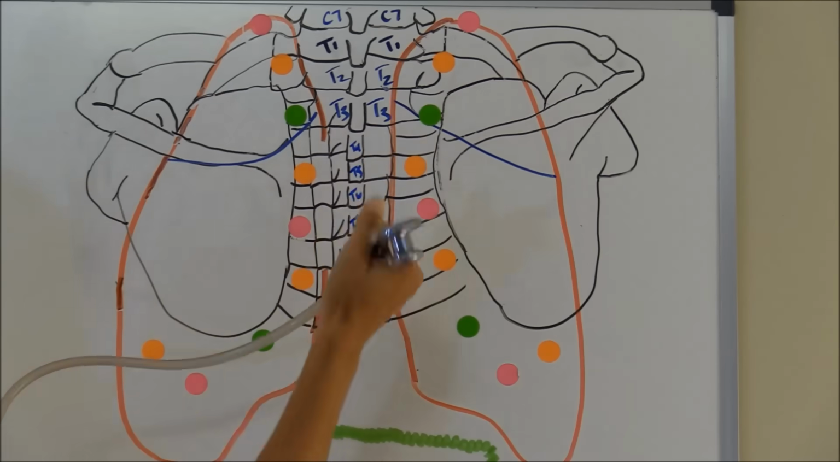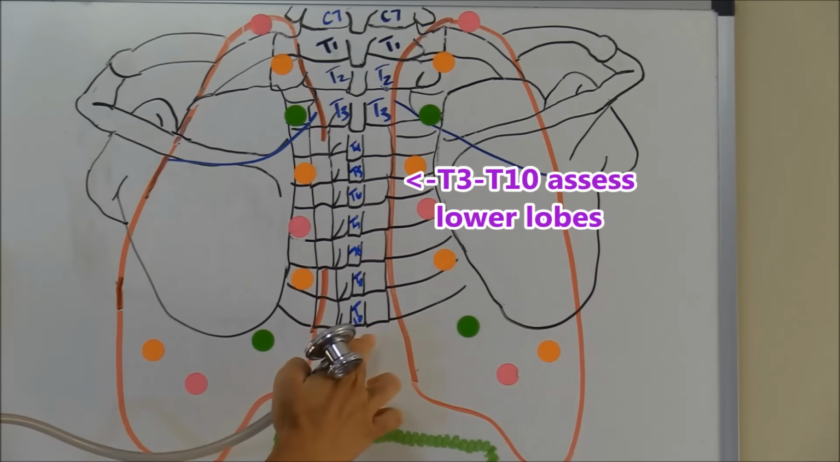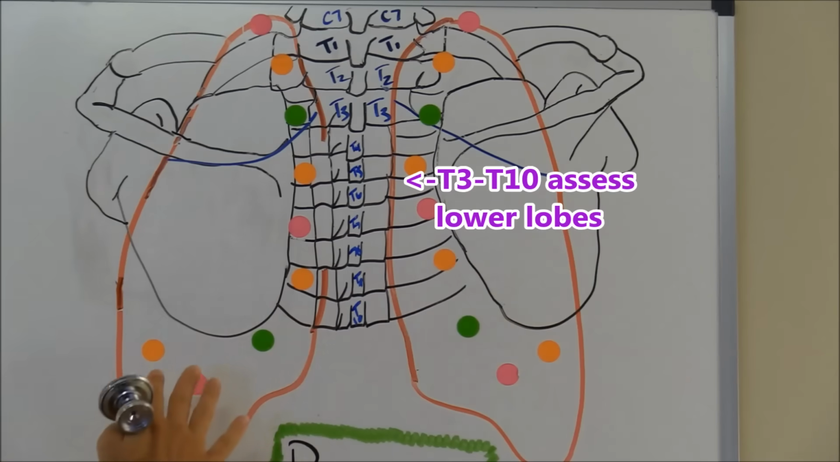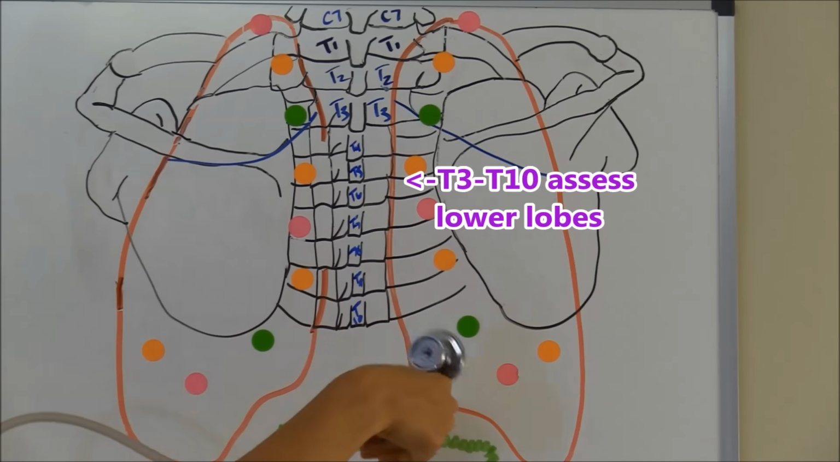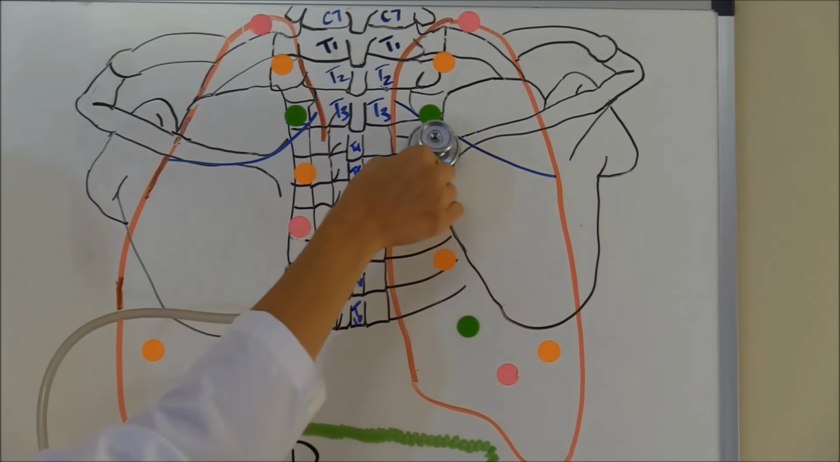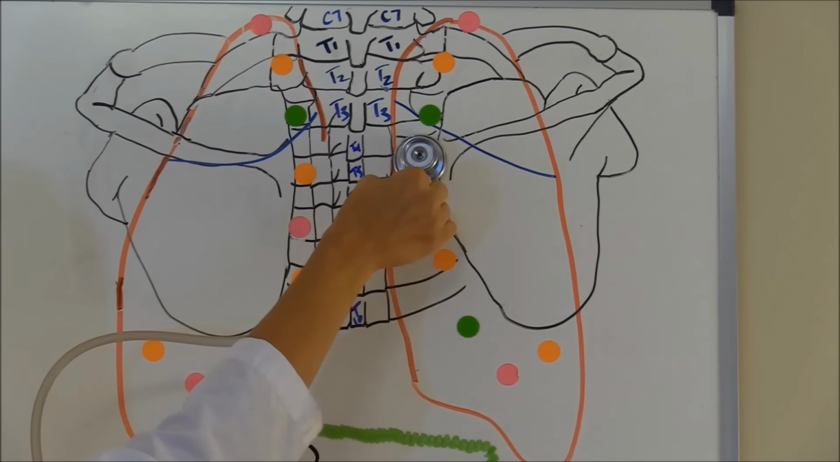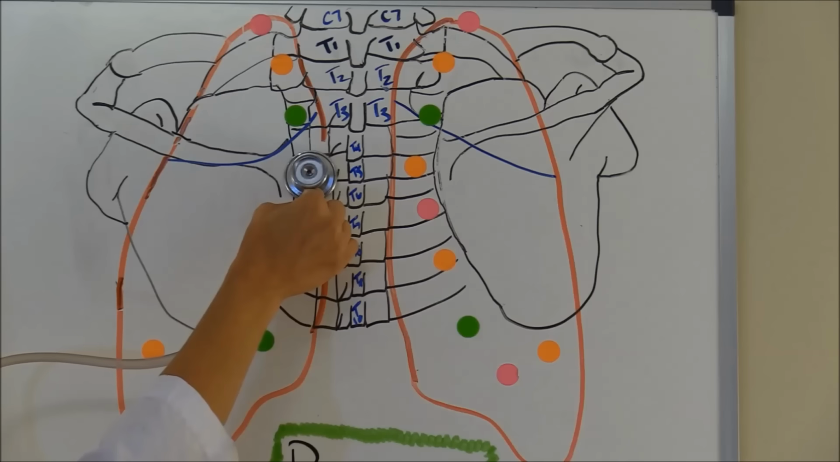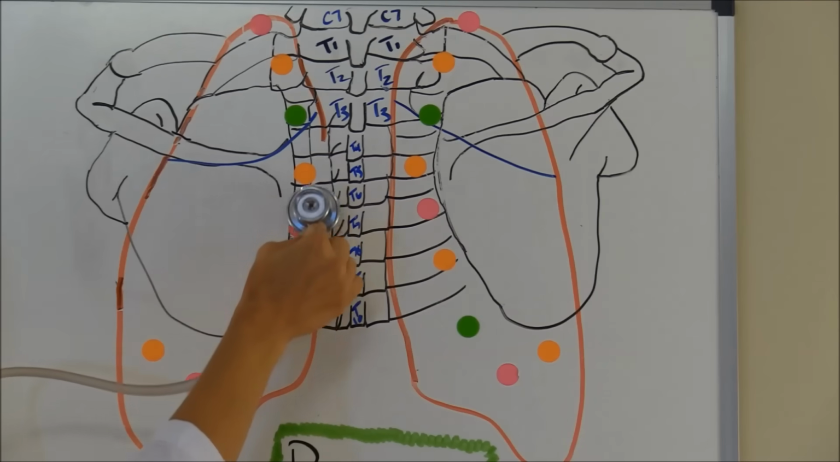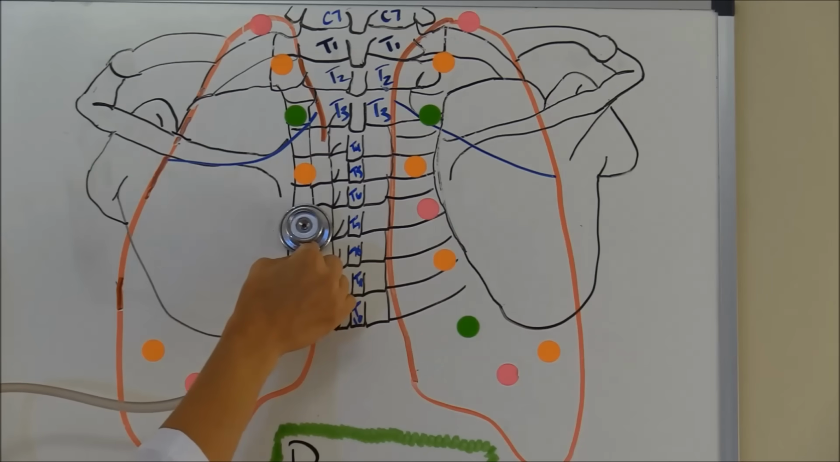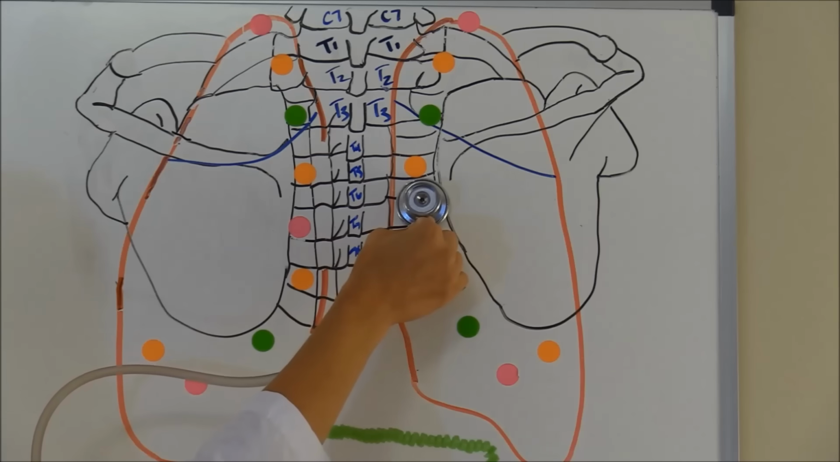Now, from T3 to T10, that will allow us to assess our lower lobes. So we'll start around T3 and work our way down. Again, just staying in between where the scapula and the spine is. And we will just compare sides and inch our way down.